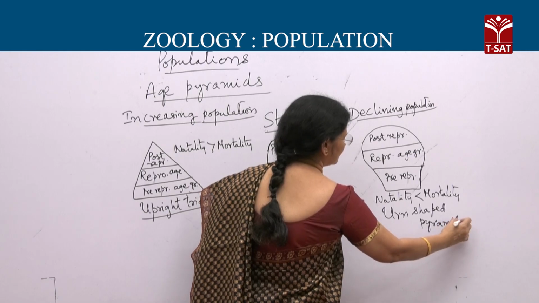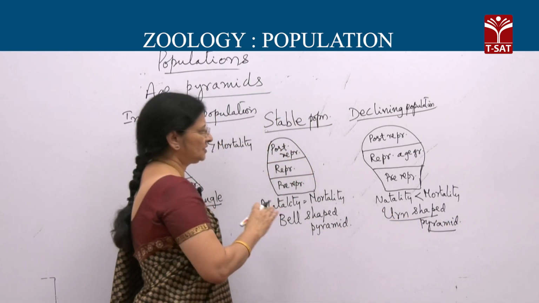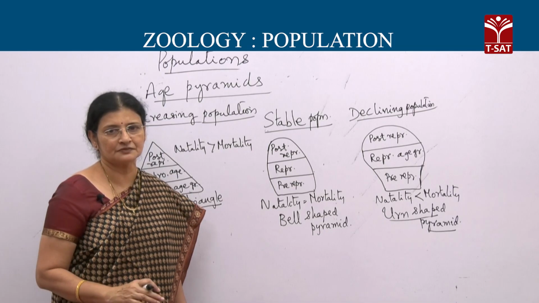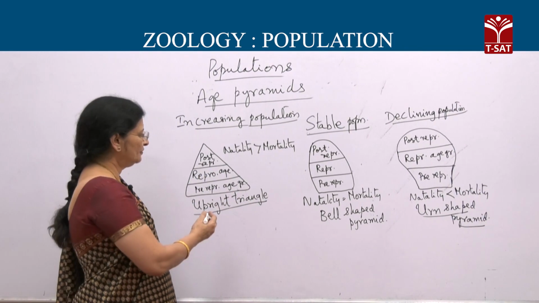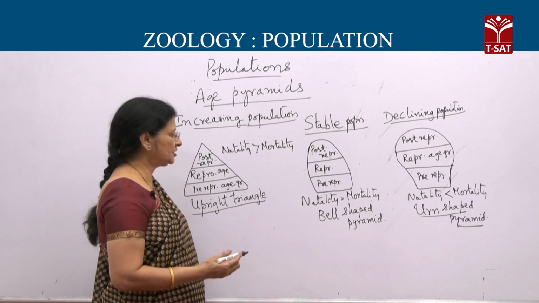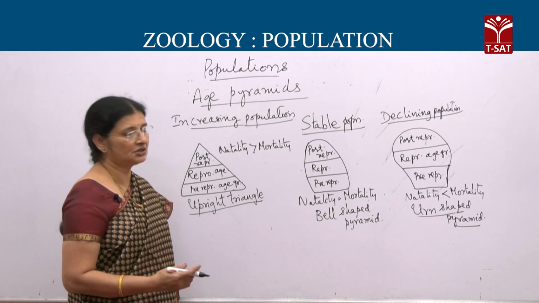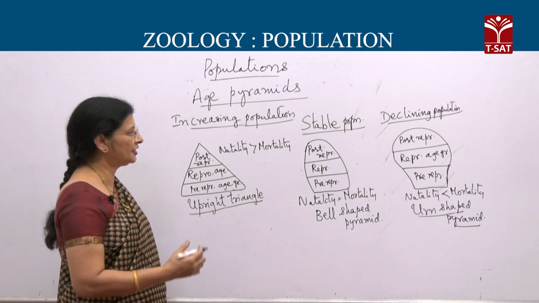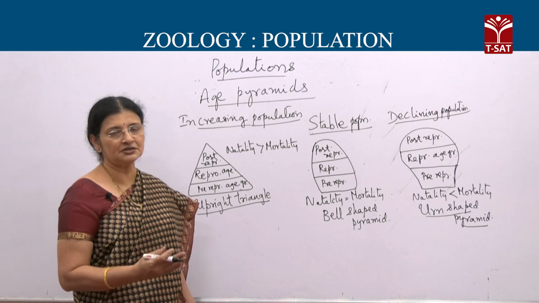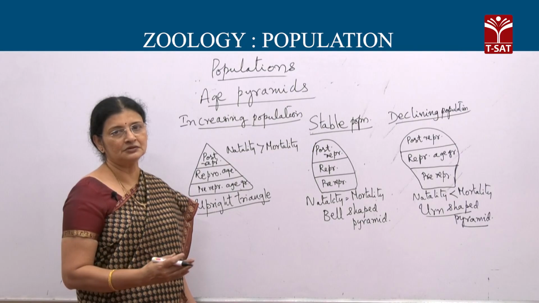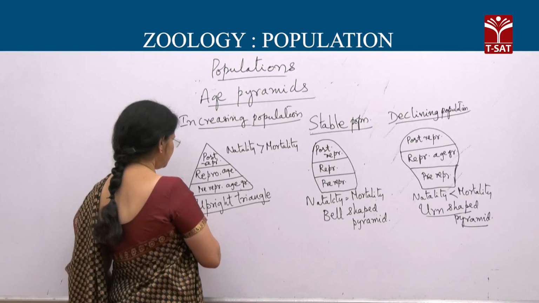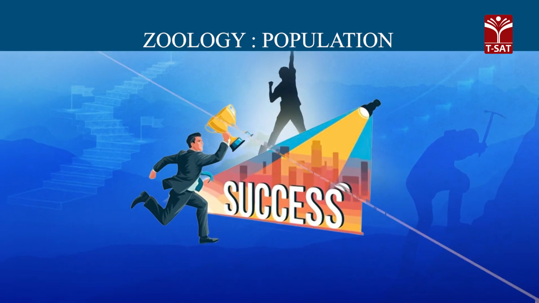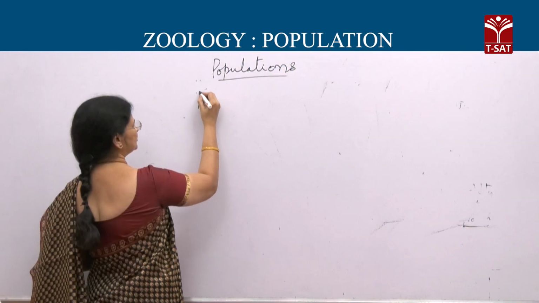So these represent the nature of a population in a particular society at a particular time, whether it is an upright triangle, bell-shaped or urn-shaped. Easily you can identify whether the population is increasing, stable or decreasing. This is about age distribution in a population. Population density.